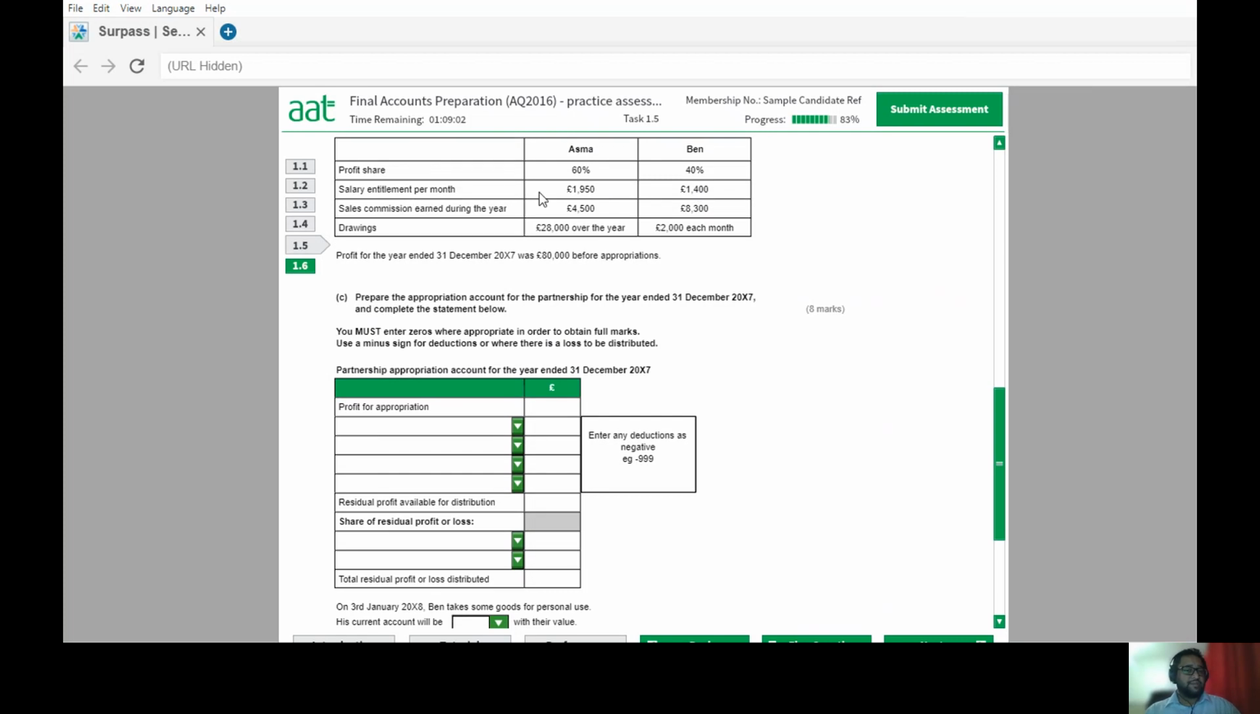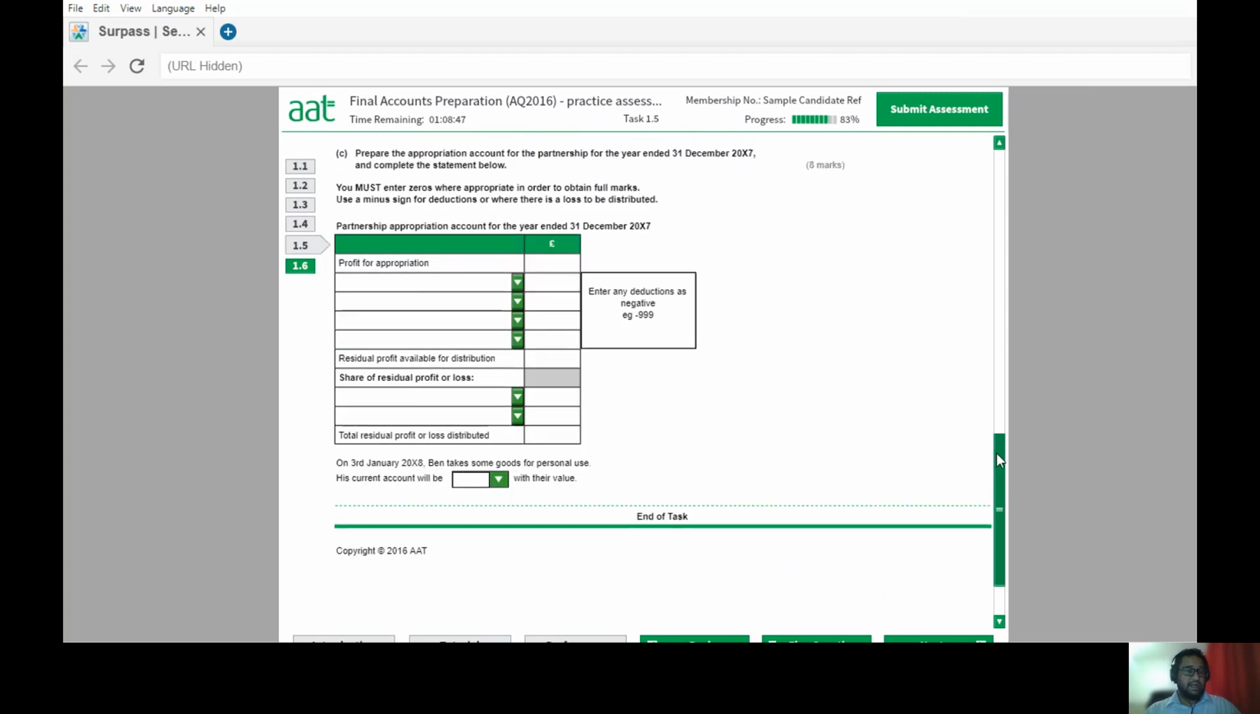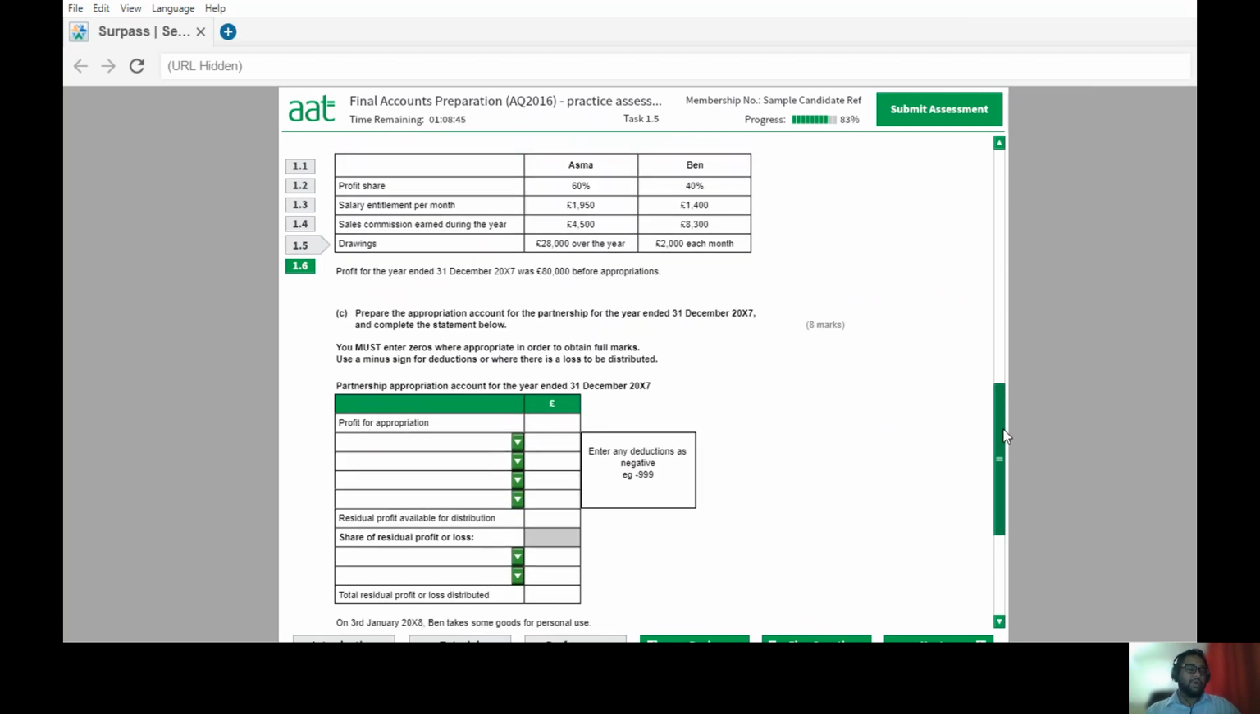They get a salary entitlement per month of 1,950 and 1,400, and then yearly commission for sales of 4,500 and 8,300. And then obviously there are some drawings we need to keep an eye out for. But will that matter when you're doing a partnership appropriation? Partnership appropriation is only about the additional ins and outs. It is not going to include any drawings. The drawings get accounted for in the current account, not in your partnership appropriation account.